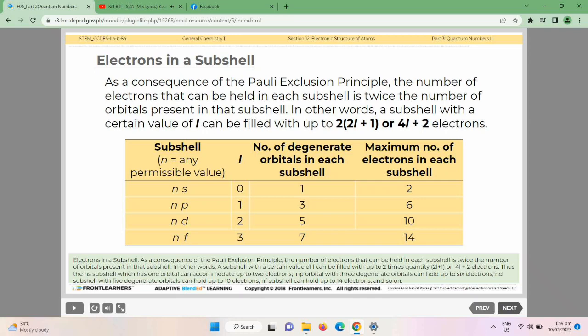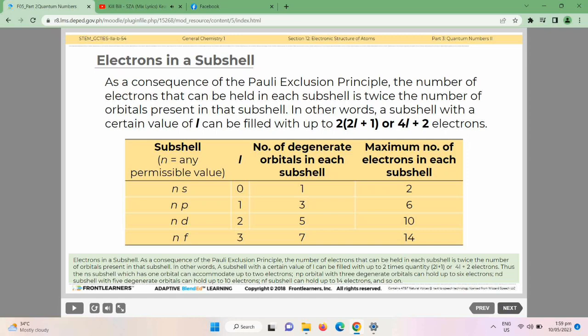Electrons in a subshell. As a consequence of the Pauli exclusion principle, the number of electrons that can be held in each subshell is twice the number of orbitals present in that subshell. In other words, a subshell with a certain value of angular momentum number can be filled with up to 2 times (2l + 1), or 4l + 2, electrons.